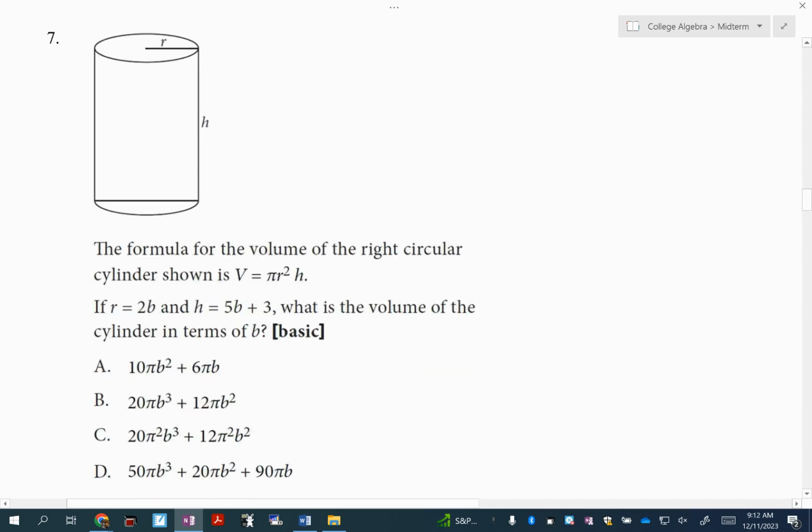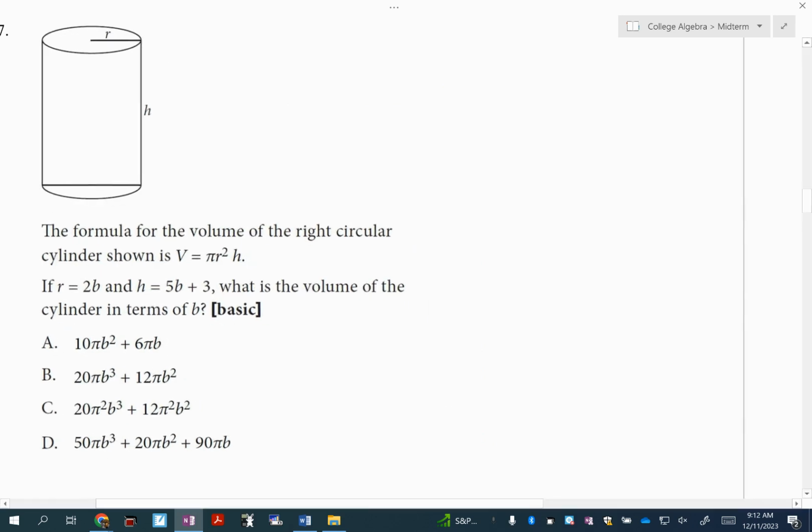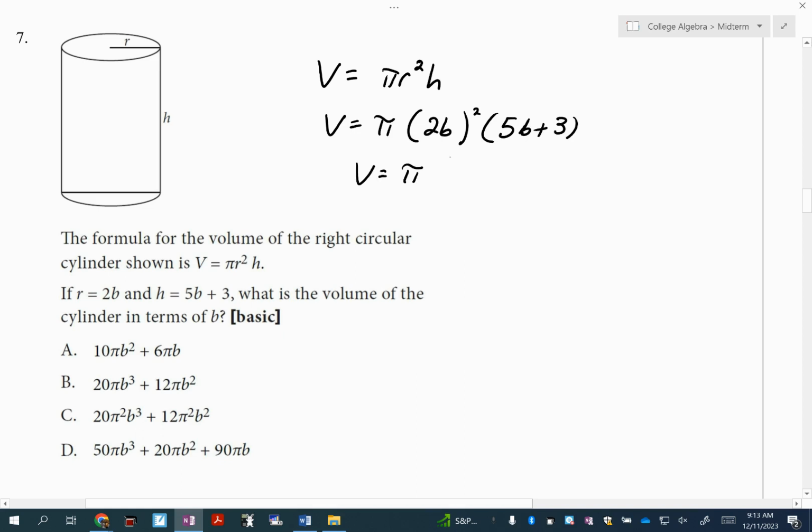Number 7 gives the formula for the volume of a right circular cylinder. If they're telling us the radius is equal to 2b and the height is equal to 5b plus 3, let's find the volume. All right, so I'm going to write down the formula. So it's pi r squared h. So I'm going to write down pi times the radius, which is 2b squared, times height, which is 5b plus 3. I'm going to leave that pi until the very end.